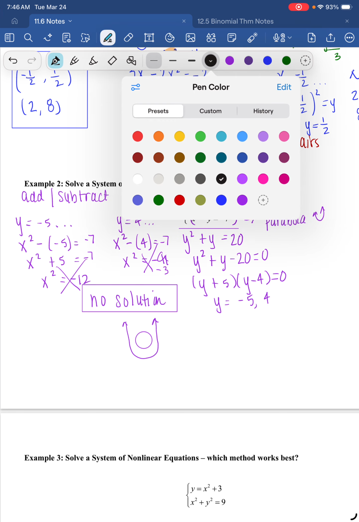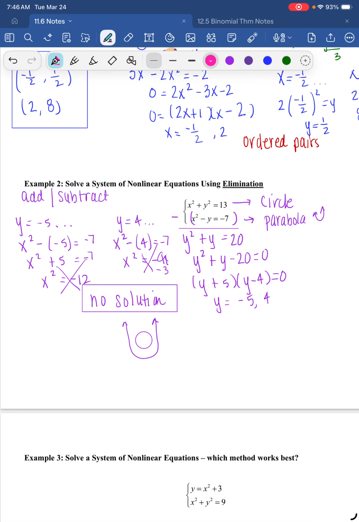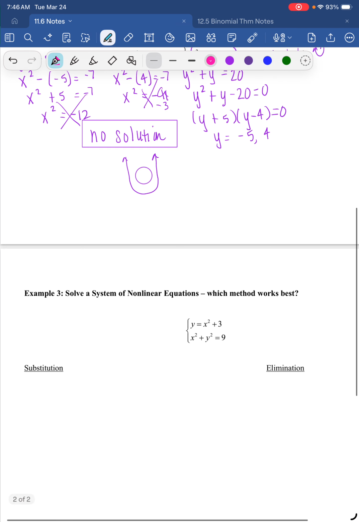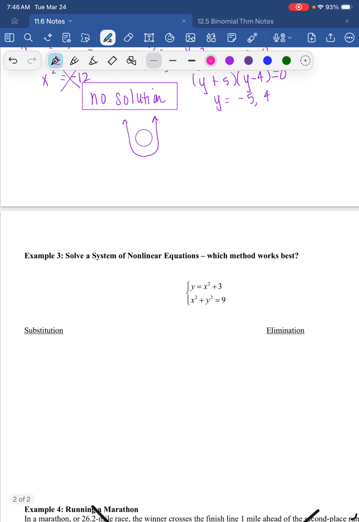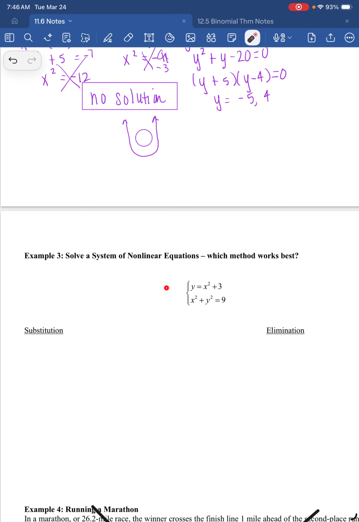All right, last one, we're going to figure out which method works best. You have choices, so on your test, I will allow you to choose whichever method you like better. Sometimes it's hard to determine which one's better. So substitution. It's nice because in this first equation, y is already isolated. So I don't really have to do any extra work.